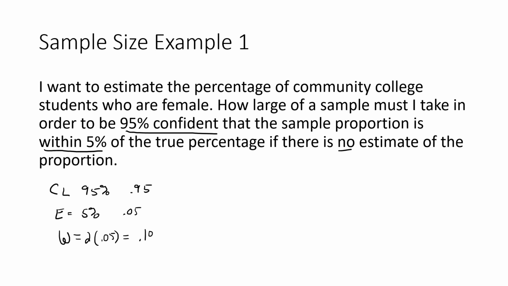There's no estimate of the proportion. That tells me that my target proportion in StatCrunch is going to be 0.5. Okay, with these three numbers in hand, 0.95 for the confidence level, 0.5 for the target proportion, and 0.10 for the width, let's go to StatCrunch.